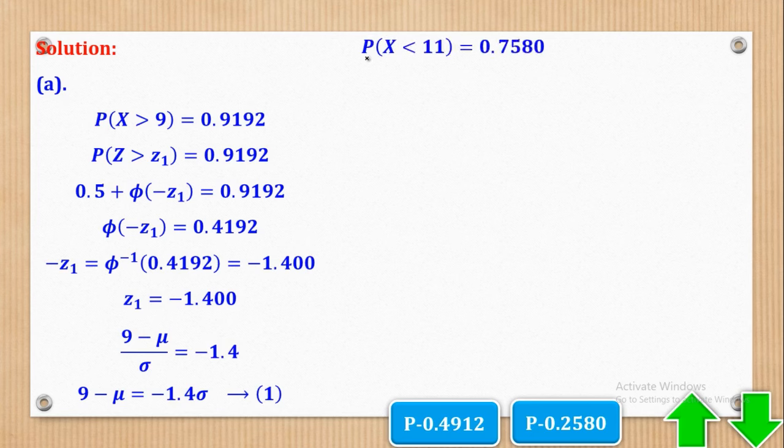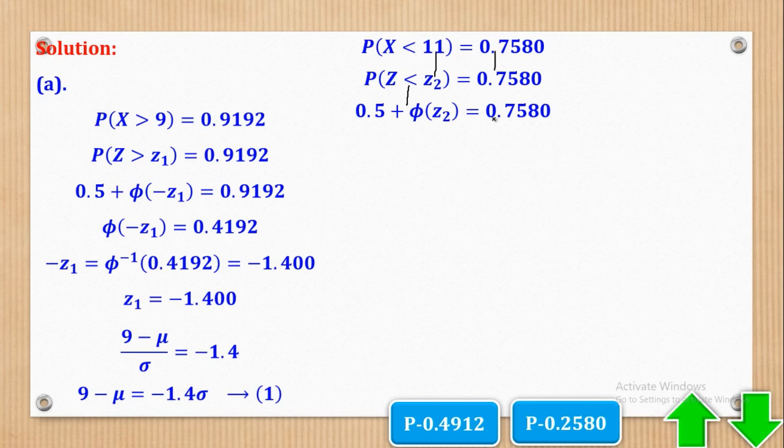Now the second equation will be got from this other probability which was given. So we are going to still follow the same procedure. So standardize, let the standardized value of 11 be z2. The probability remains the same. Then we expand this in terms of phi. It will be 0.5 plus phi of z2 equal to 0.7580. Now I think we realize that here now it is positive, yet here it was negative.